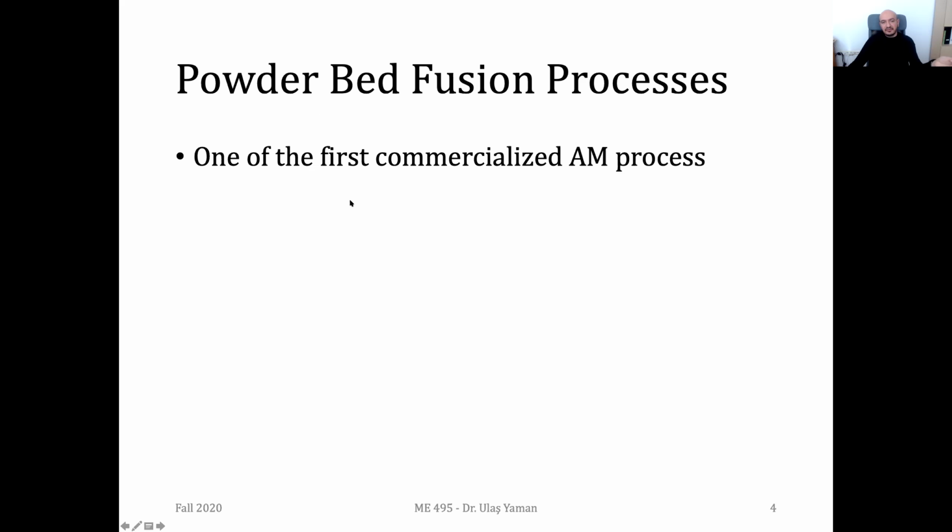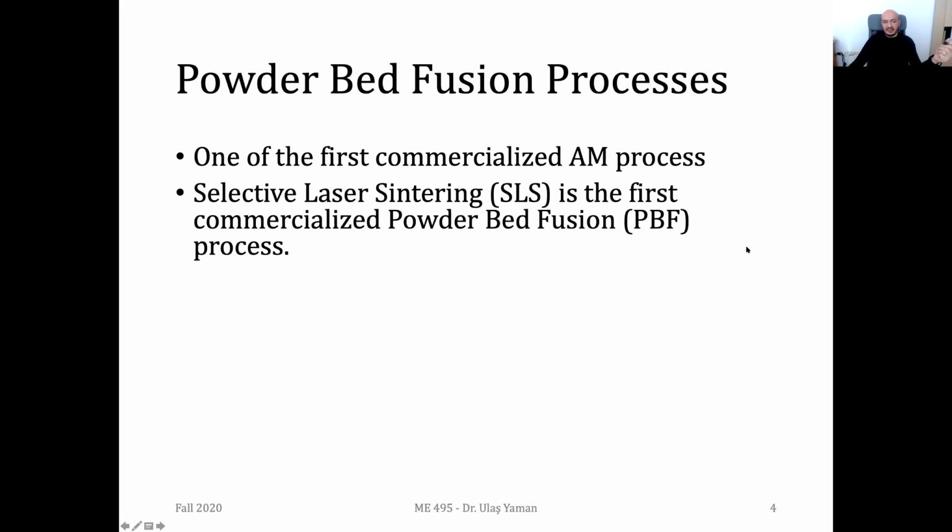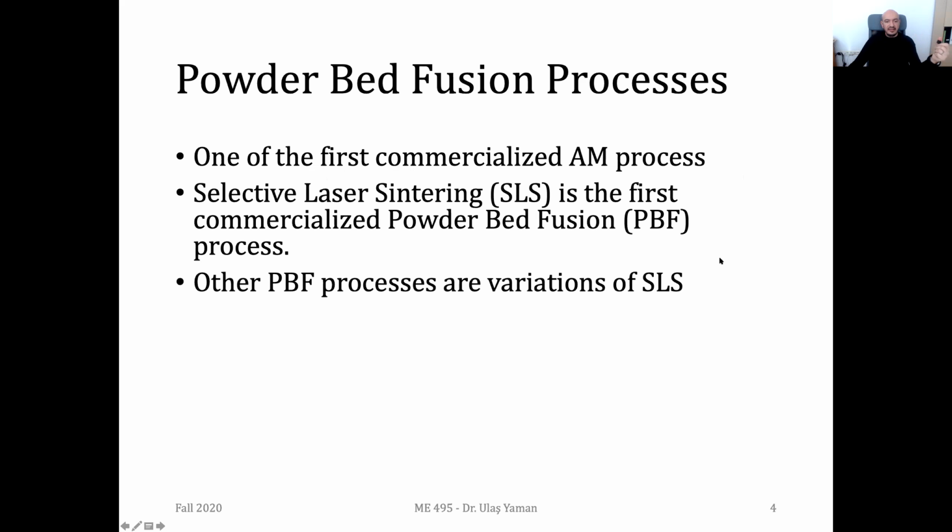And this is, by the way, one of the first commercialized AM machines, AM processes, not exactly the first AM patented, but it's the first additive manufacturing process which is commercialized. And as I mentioned, we have some variations. One of the variations of powder bed fusion process is the selective laser sintering system. And this is the first one which is commercialized. And as you see, they're not fusing, they are sintering the powders together.